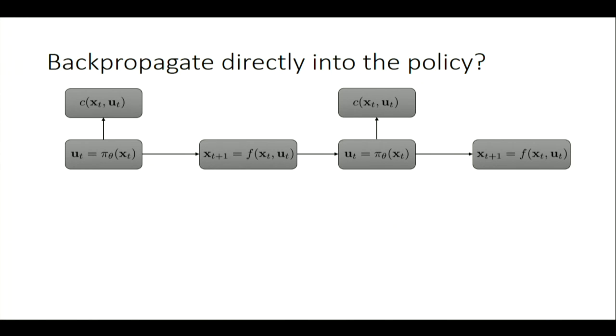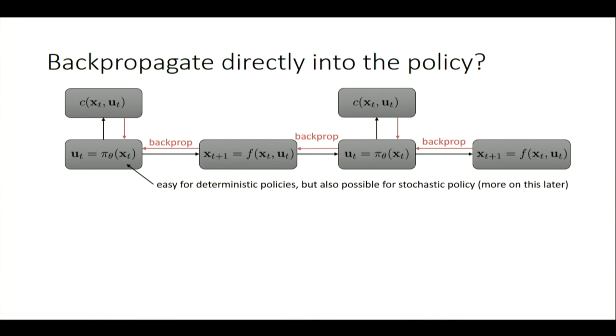So if we have both f and pi, we could just backprop through all of them, and we could just write down an optimization problem that says minimize the cost at all time steps subject to the parameters of the policy. So easy for deterministic policies. For stochastic policies, we'll discuss this later.